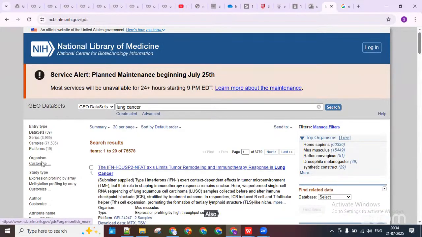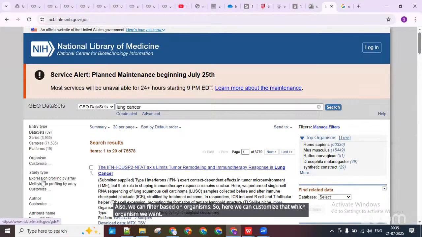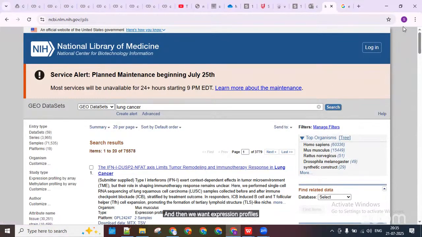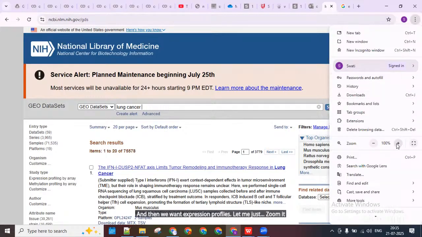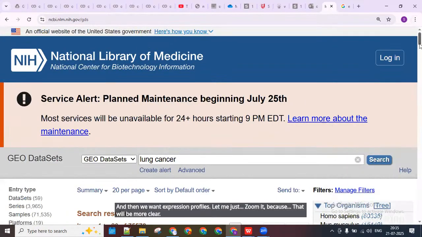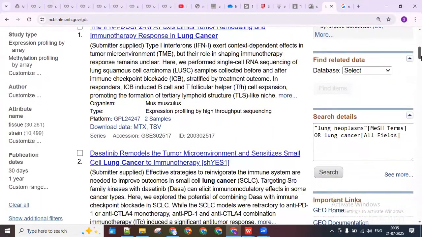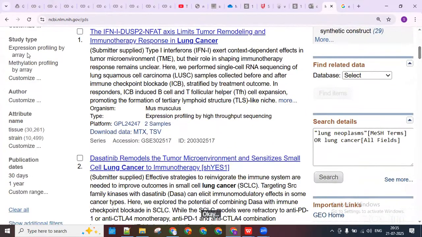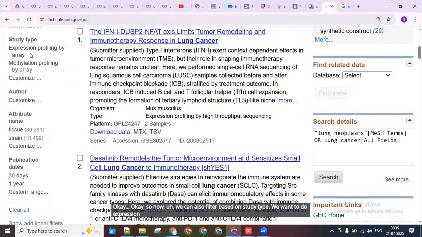Also, we can filter based on organisms. So here we can customize which organism we want. And then we want expression profiles. Let me just zoom it because that will be more clear. Okay, so now we can also filter based on study type. We want to do expression profiling or gene expression analysis, or we want to perform methylation profiling. Okay, so methylation profiling will come under epigenomics studies. Okay, that will be based on histone and whatever methylation happened within DNA.